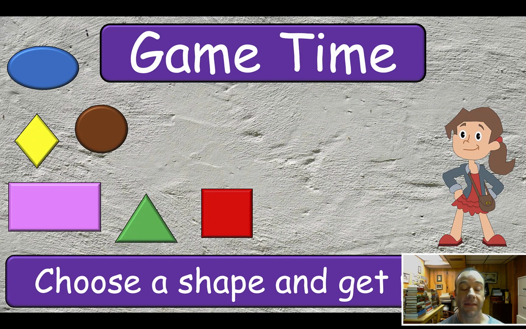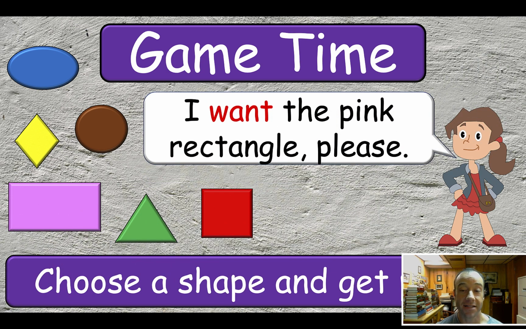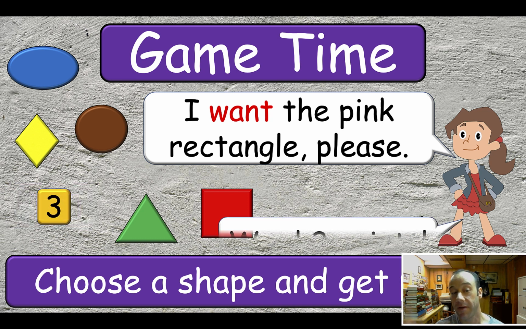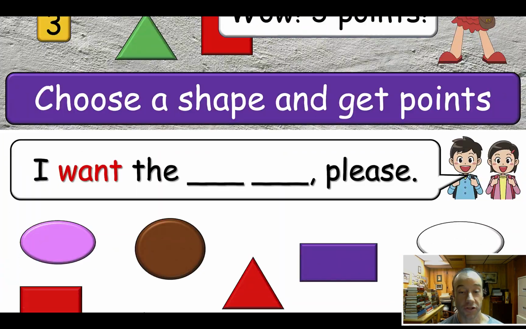Okay, and then this is choose a shape and get points. This game is very fun. You can see here, she says, I want the pink rectangle, please. And the hand came out and it removed it and gave her 3 points. So they see very clearly they're going to get points based on what they choose.